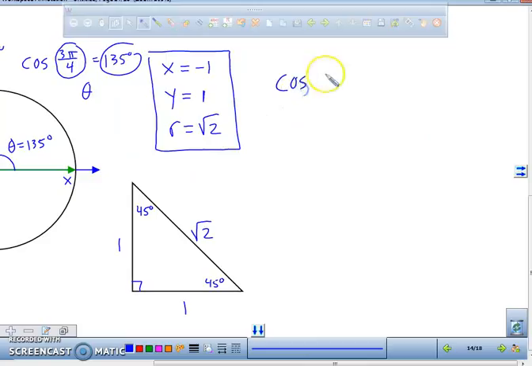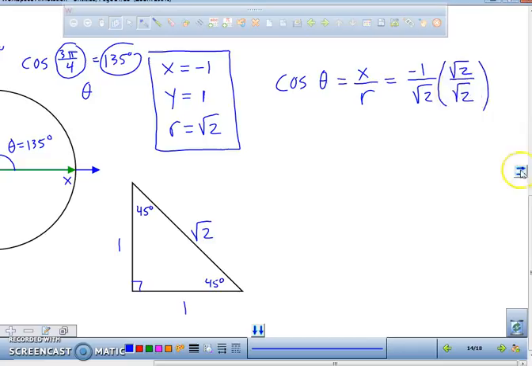The cosine of theta is equal to our x value in comparison to our r value. So go ahead and write that down. All right, so what is our x coordinate? Our x coordinate was a -1. What is our r value? Radical 2. Can we keep it like this? No, we can't have radicals where? In the denominator. So we have to multiply it by radical 2 over radical 2.